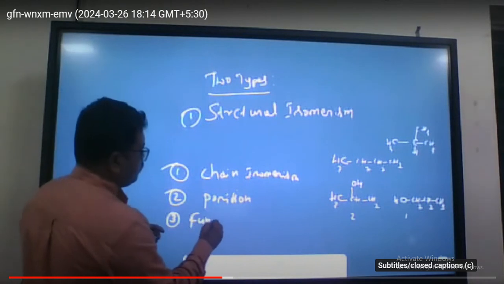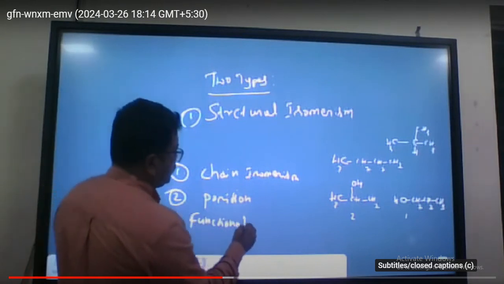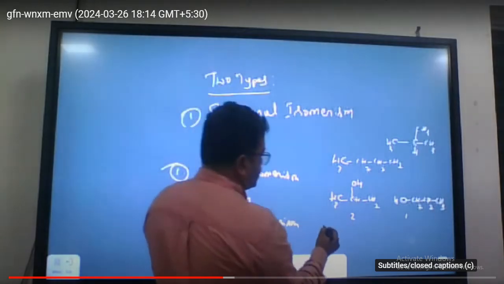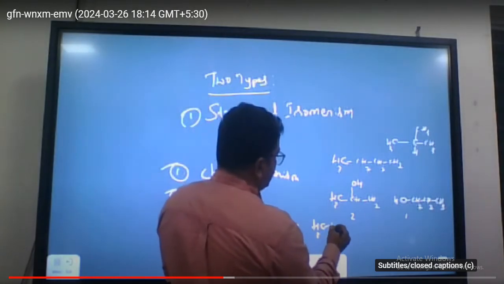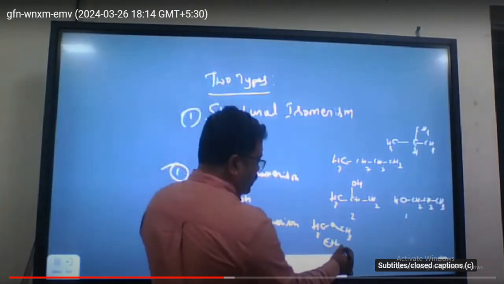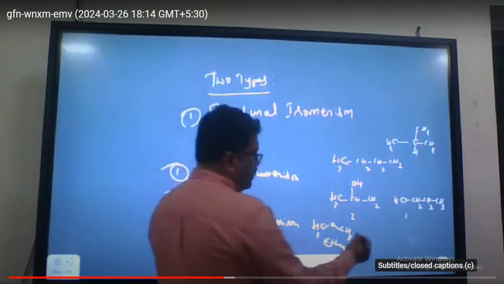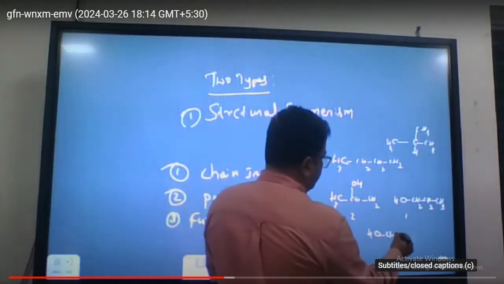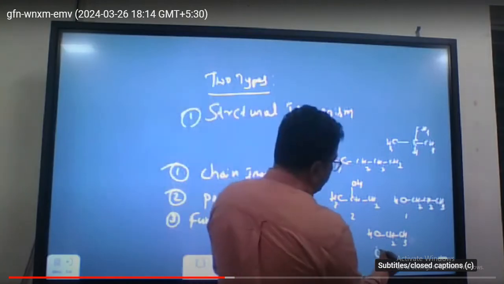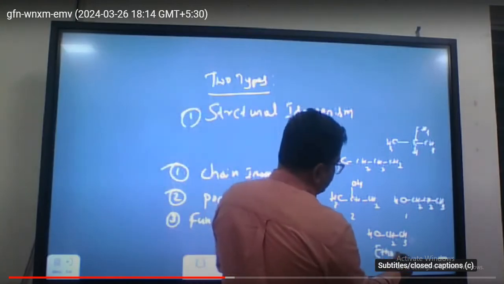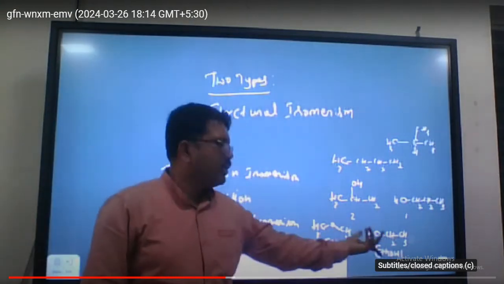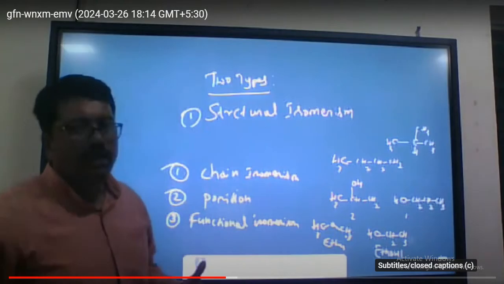Next, functional isomerism. Take this: CH3, O, CH3, dimethyl ether. This is functional isomerism. The functional group is different: ether. The same chemical formula. I write like this: ethanol. So this is an ether, this is an alcohol, this is ethanol. See, the same chemical formula. This is ether, but this is ethanol. That's why it is functional isomerism.